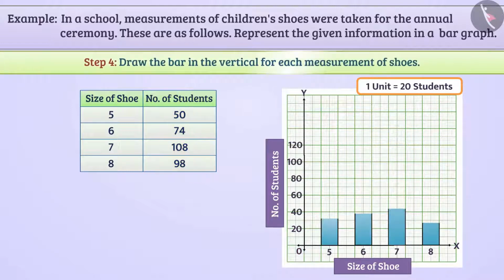Now we will draw the bar in vertical for each measurement of shoes whose length represents the number of students. In this way, we will draw the bars for all measurements of shoes. Thus, we have drawn the bar graph for the given information.